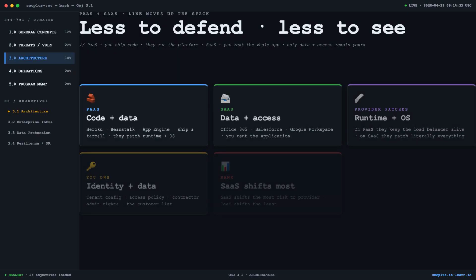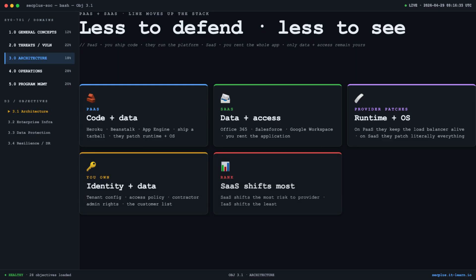SaaS is the top of the stack. You are renting the entire application. Office 365, Salesforce, Google Workspace. Your responsibility shrinks to 2 things and only 2 things: your data and who has access to it. That is it. Here's the part that trips people up.